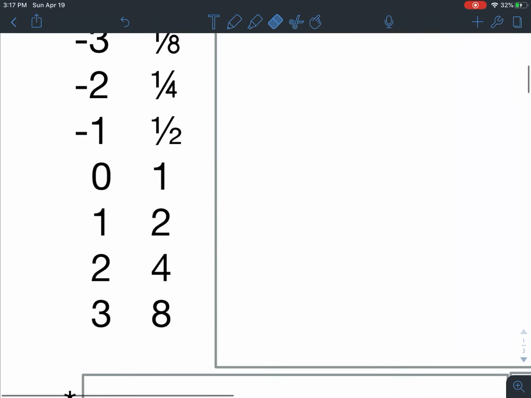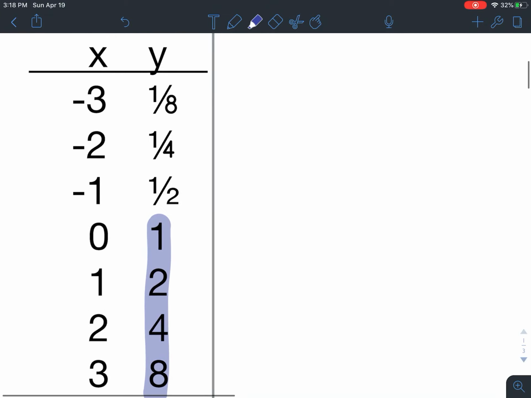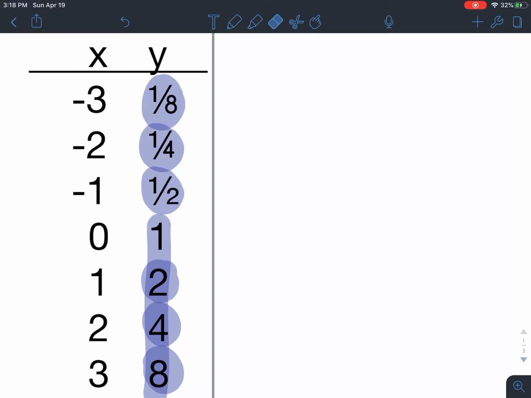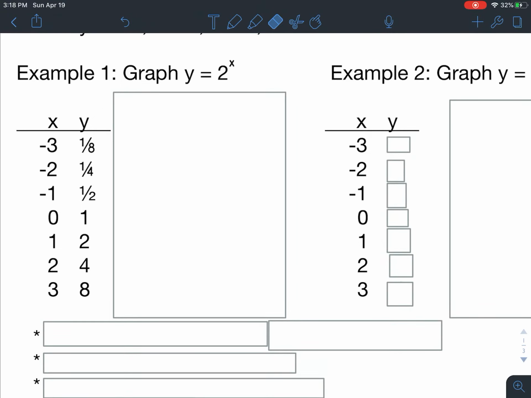What I might recommend doing, though, is starting at 0 and doing all of these first, because these are a little easier. And then once you get these values, you can look up here. This is 2, that's 1/2. This is 4, that's 1/4. This is 8, that's 1/8. So that might be easier for you than starting with the negatives. I actually usually start with 0. I don't know why I didn't just then.